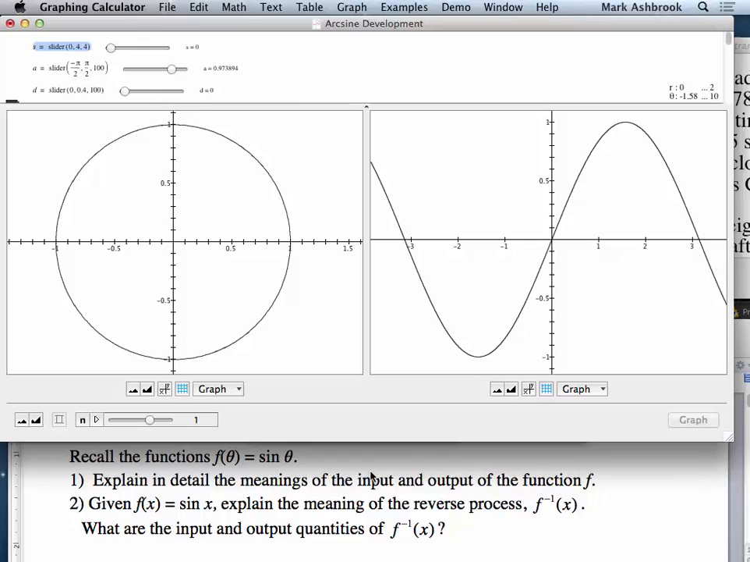Yeah, okay. So now, the reverse process, how could you explain the meaning of the reverse process? Okay, so we got 3.